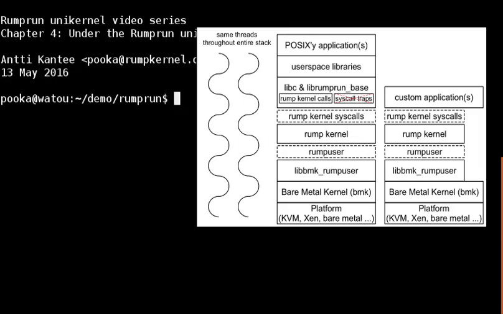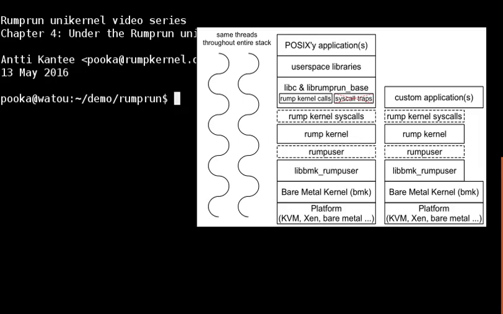But yeah, so then we can move on to the top of the stack where you just see applications, and that's where the differences in these stacks really are. The left side stack is a full POSIX application stack where you can run regular POSIX applications. If you watched the first chapter in this series, you remember we ran MPEG 123, which is a POSIX application. And on the right we have custom applications which don't run on top of POSIX, they run directly on top of rump kernel system calls, and in some cases they call the bare metal kernel directly.